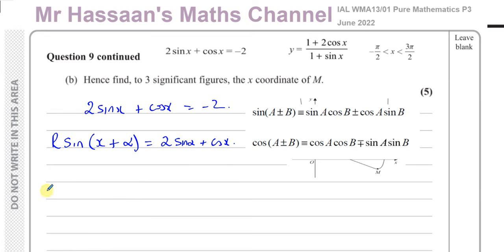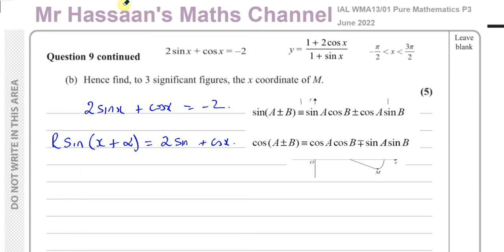So if we do that, we have 2 sine x plus cosine x. We want to write it in that form. Let me just correct that here.